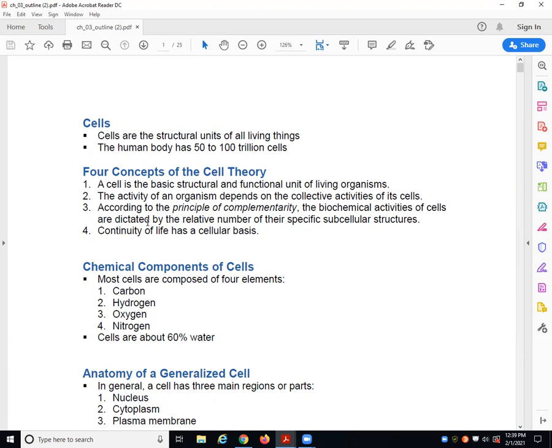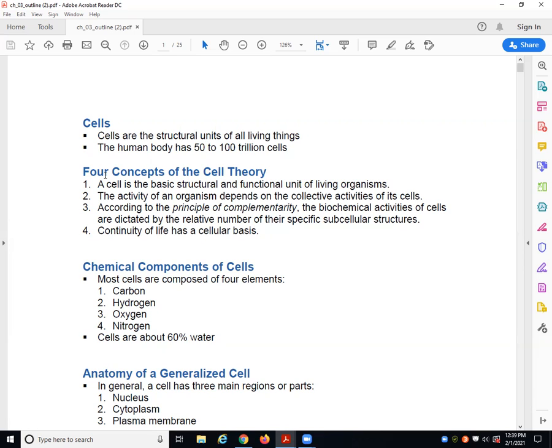So an important thing that you'll want to know is cell theory. In cell theory, you have 4 basic components. The first is that the cell is the basic structural and functional unit of organisms that are alive. Second, the activity of the organism is going to depend on the collective activities of the cells. So all the cells working together determines the activity of the organism.